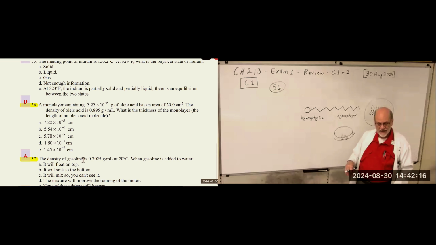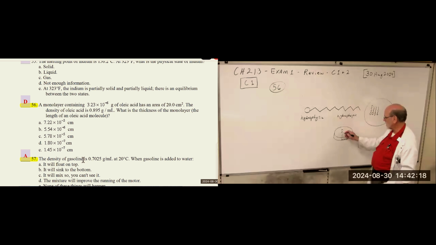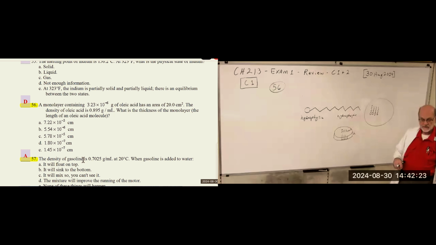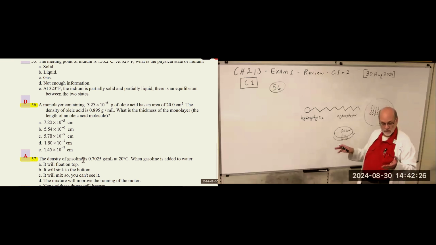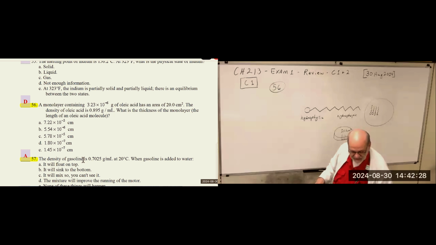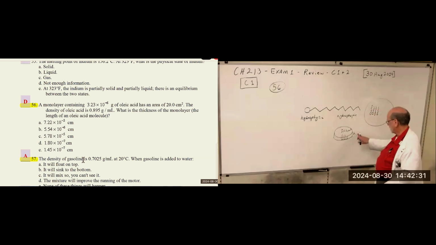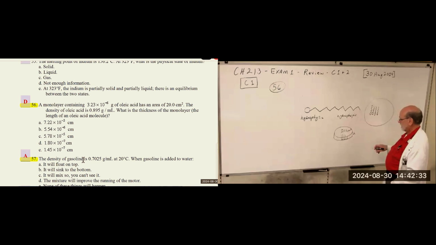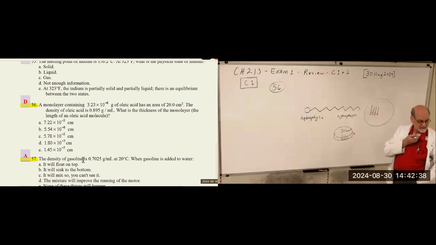We're also given the area of that cylinder is 20 square centimeters. So we're looking for what? The thickness of the monolayer, this height. What's the volume of that cylinder? It's height times area, isn't it? Volume equals height times area. We know area. We want to know H. So we have to find the volume. What's the volume occupied by that oleic acid?